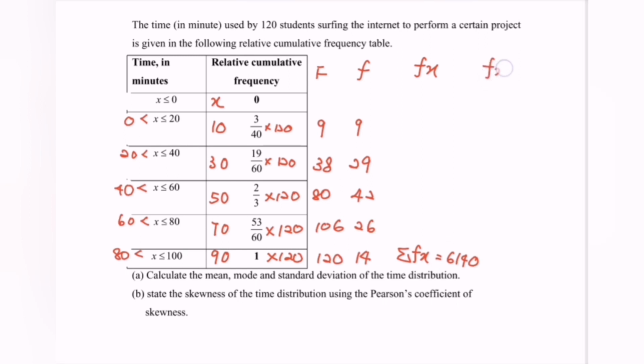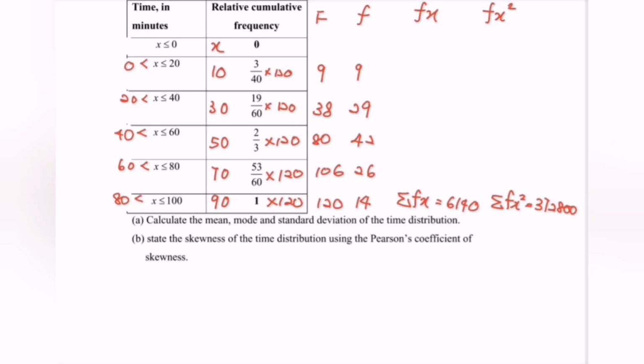Next is to find fx square. The summation for fx square is equal to 372,800. So here we have the information for the table. Next is to answer the question. First, what we are going to do is to find the mean. As we all know, 6140 divided by 120, and the value of the mean will be equal to 51.2.